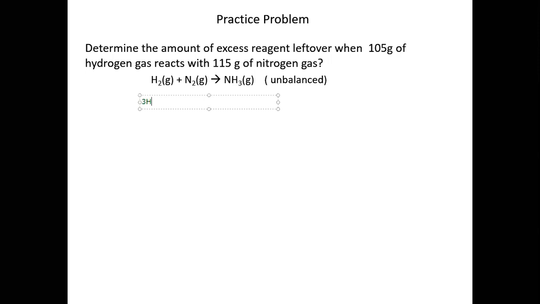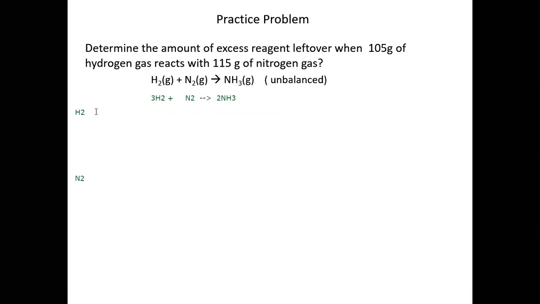So this becomes 3H2. We'll come back to N2 and 2NH3. So you see here, by putting the 2 in front of ammonia, we have now 6 hydrogen on both sides, 2 nitrogen, so it's a balanced chemical equation. So again, we're going to do a duplicate set of calculations. We're going to do one for hydrogen gas, and we're going to do one for nitrogen gas.